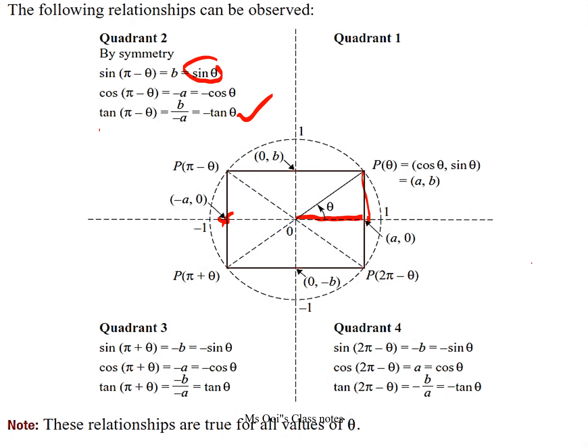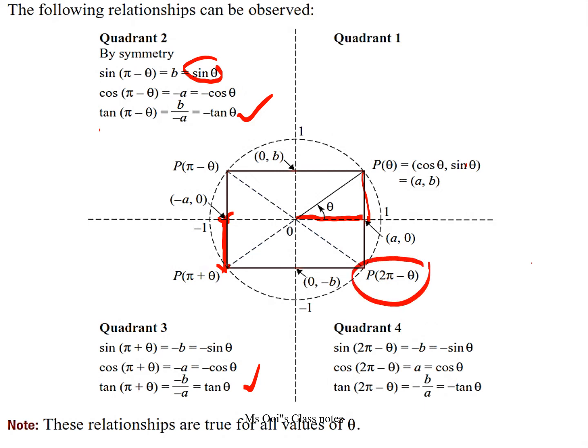In quadrant 3, you have sine of pi plus theta. So that's pi plus theta, and it gives you negative sine theta. That y coordinate is the negative of sine theta. In terms of magnitude, they are the same, but with the opposite sign. So cos of pi plus theta is negative cos theta, because that and that are the same value, but it's a negative sign because this is on the negative side. Tangent is basically sine over cos.